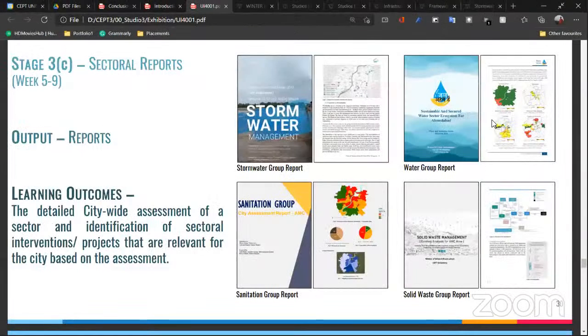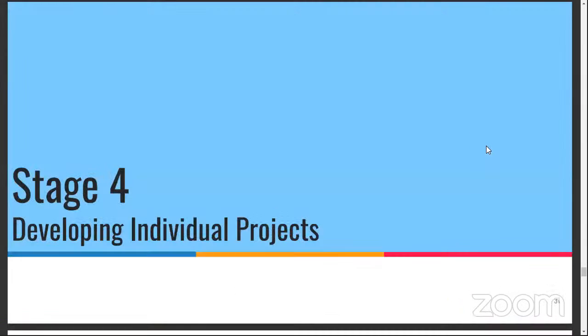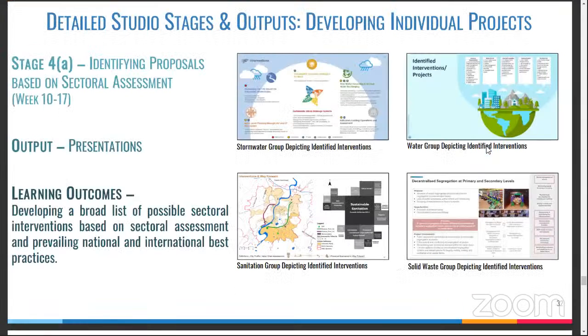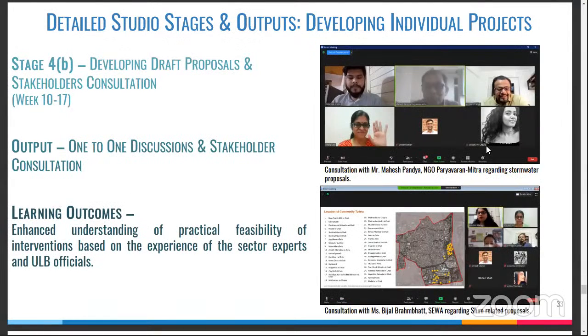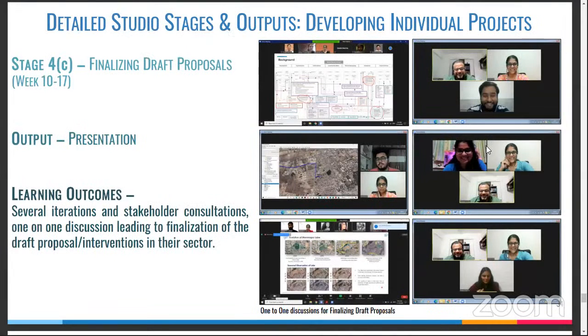The final stage started with developing a broad list of possible sectoral interventions based on sectoral assessment and prevailing national and international best practices, followed by an enhanced understanding of the practical feasibility of interventions based on the experience of the sector experts and ULB officials. Several iterations, stakeholder consultations, and one-on-one discussions led to finalization of the draft proposal in each sector. Synthesis was done to arrive at sector investments and improvements based on future scenarios, individual interventions, and the group's approach to address the sectoral issues.